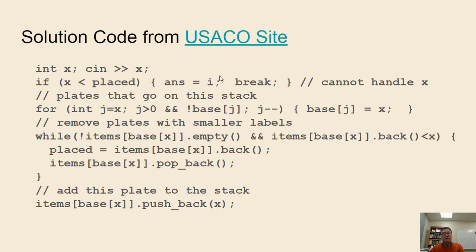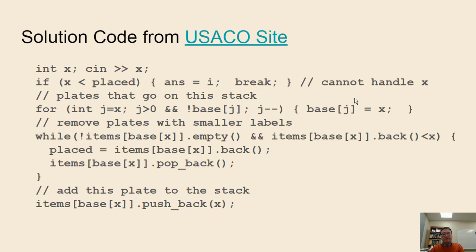So then the answer is i. Starting from 0, we are treating the ith element, which we cannot handle. That means we've handled from 0 to i-1. There are i elements that have been handled. So then the next step is we check whether this needs to start a new stack.